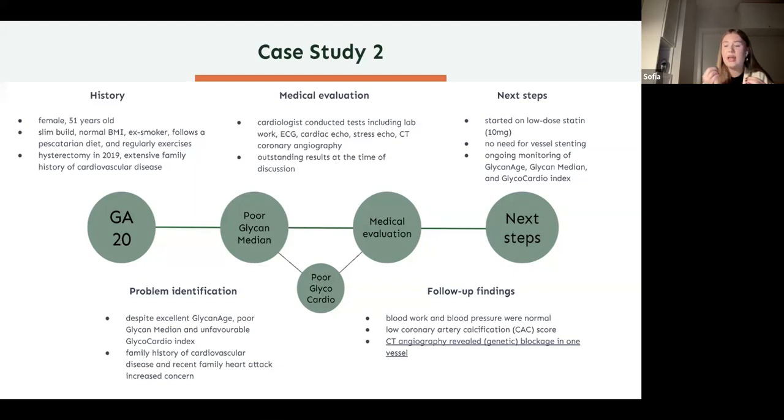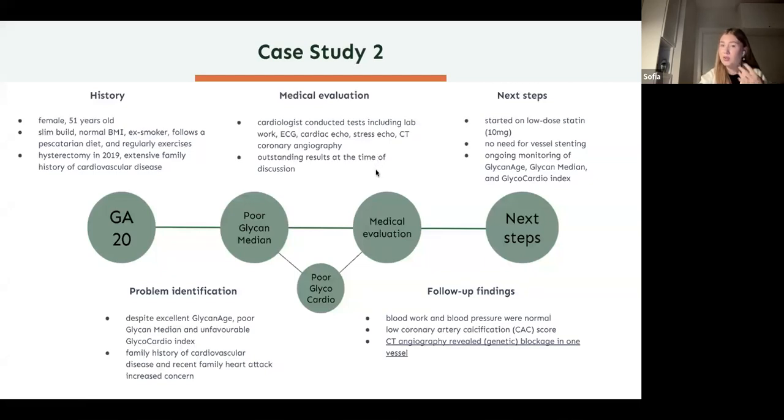So glycocardio is a tool that we have for evaluating the risk of developing cardiovascular disease. So this woman had a family history of cardiovascular disease, and she also had a recent heart attack in the family. So what she told us is that she was medically evaluated because of this recent scare in her family, and the cardiologist conducted tests, including lab work, ECG, cardiac echo, stress echo, CT coronary angiography, and she had amazing results at the time, and this was probably a year prior to her GlycanAge testing.